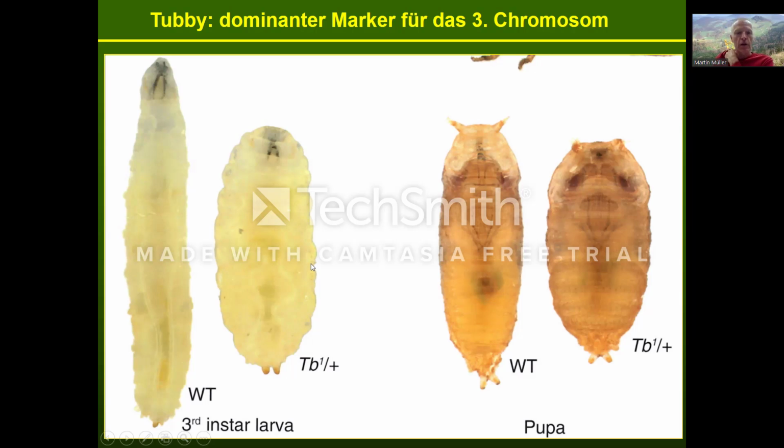You would have actually done that if we would have done the practical part of the course. You would have distinguished between Tb and non-Tb larvae. The difference is also apparent in the pupa. The wild-type pupa is clearly longer than the heterozygous Tb pupa. So this is a marker which can be used not only in the adult but also in larval and pupal stages. There are not so many markers like that.